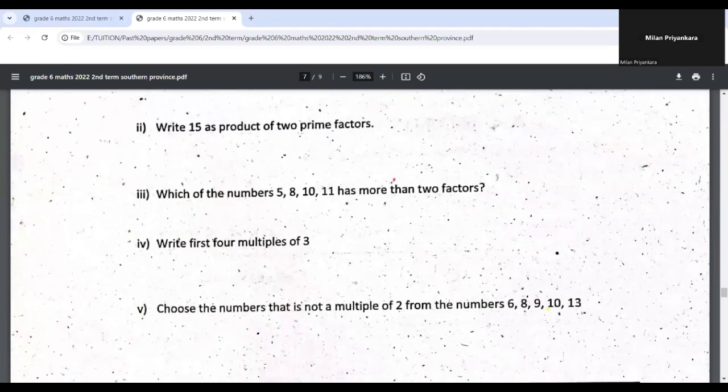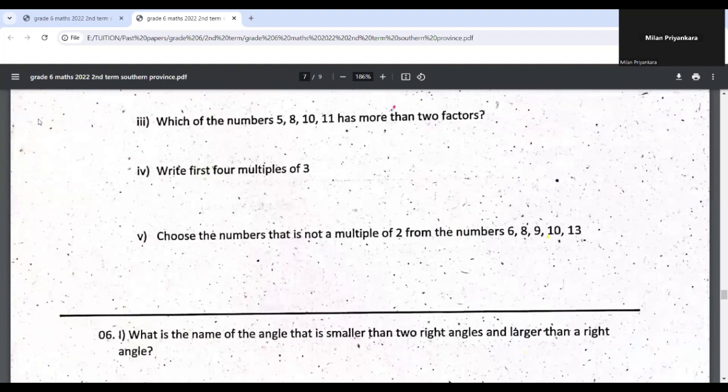In the third part, which of the numbers 5, 8, 10, 11 has more than two factors? If the number has more than two factors, it has to be a composite number, and prime numbers do not have more than two factors, right? So here, which of the numbers 5, 8, 10, 11 has more than two factors? In this one, 8 and 10 have more than two factors.